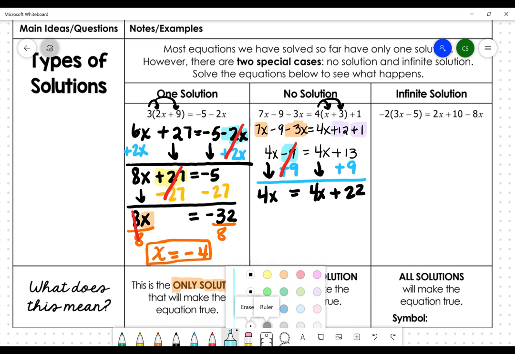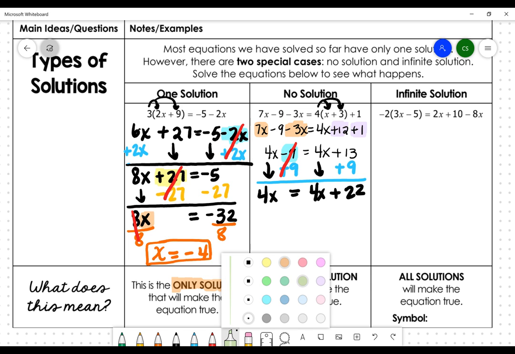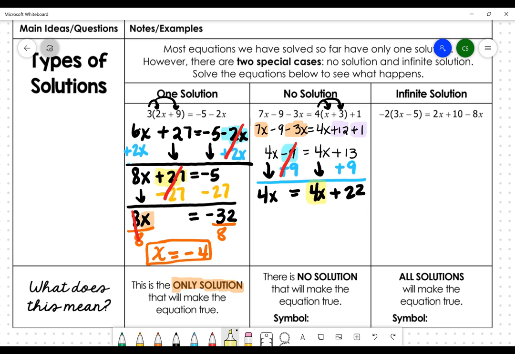Well, now I need to move my variable to the other side of the equation. So I want to move 4x to the other side. The only way I can do that is by the inverse operation. The inverse of adding 4x is subtracting 4x. But something different happened. I have 4x minus 4x. That means they're all gone. So that equals 0. And on my other side, 4x minus 4x, they're still gone. And I'm only left with positive 22.